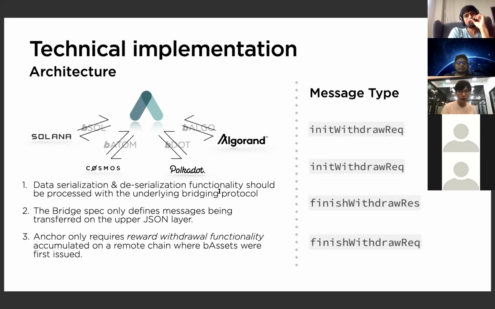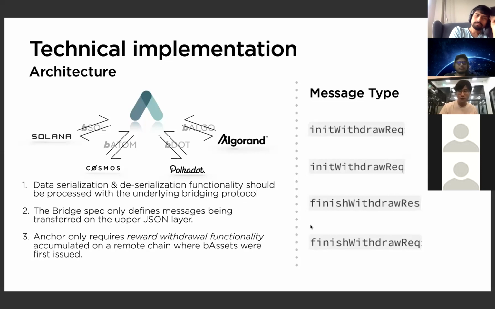And the final one is that Anchor only requires reward withdrawal functionality accumulated on a remote chain where B assets are first issued. So for token transfers, we could resort to a much simpler solution, but because of this unique property where we need to issue commands to a remote chain to withdraw staking rewards, we need to generate messaging that is consensus level compliant.